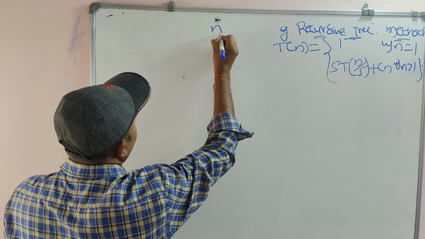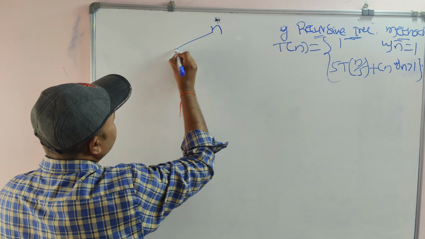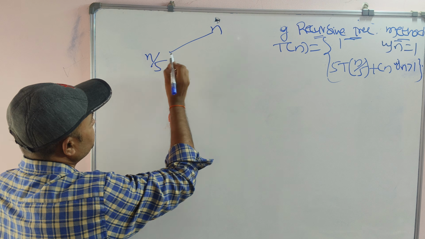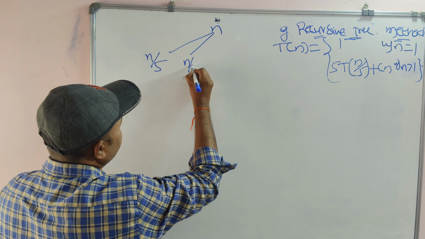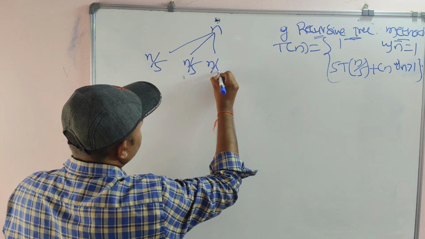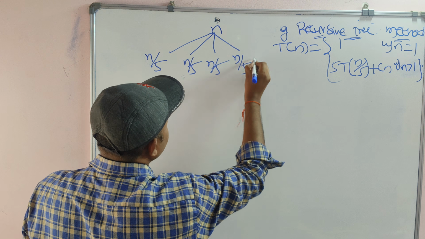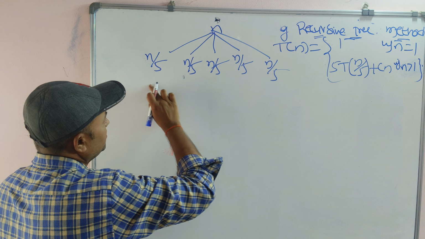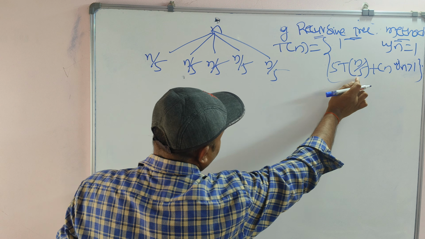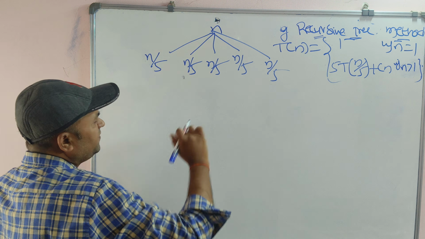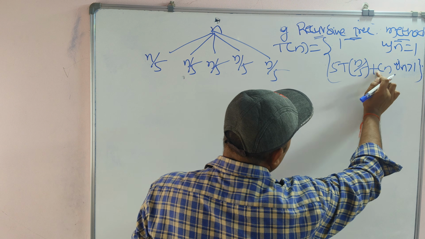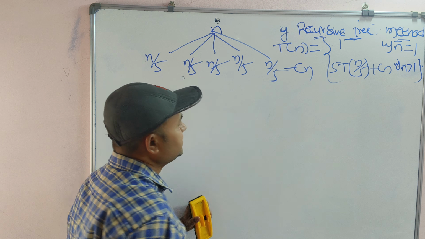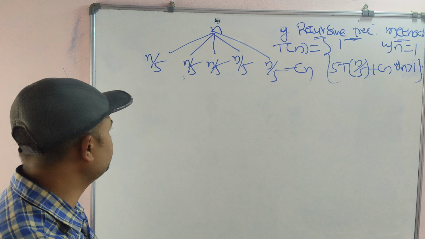So n is given. So here n will be divided into 5 parts, where each part will contain n by 5 elements. So we are dividing the given array into 5 parts, where each part contains n by 5 elements. Okay. So this 5 specifies we are dividing into 5 parts. N by 5 specifies each part will contain n by 5 elements. So how many comparisons are required for merging? Cn comparisons are required for merging.